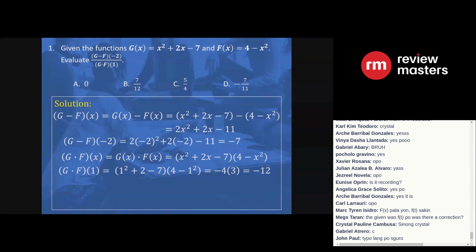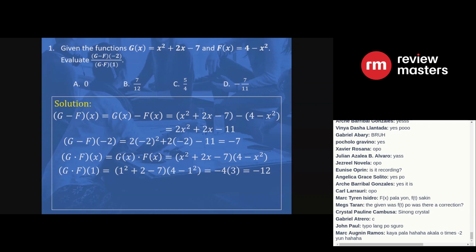So using negative 7, yes, it is f of x. There was a typo before. So hindi yata nabago sa copies ninyo. So this one should be f of x because the variable is not t, it's x. Okay, typo lang yan.